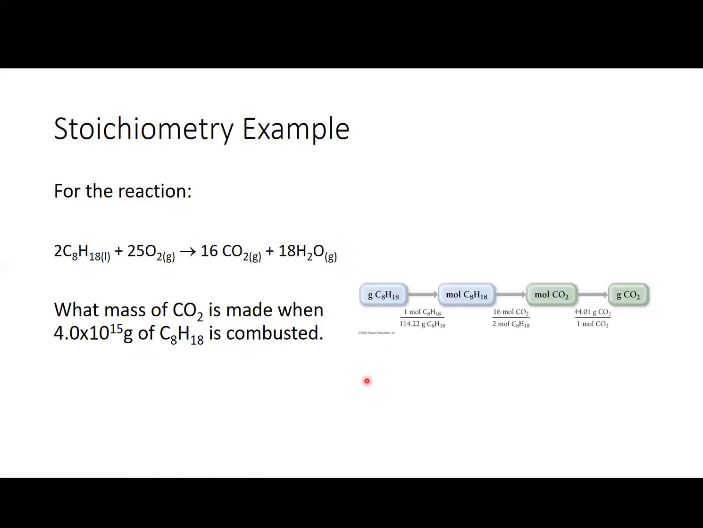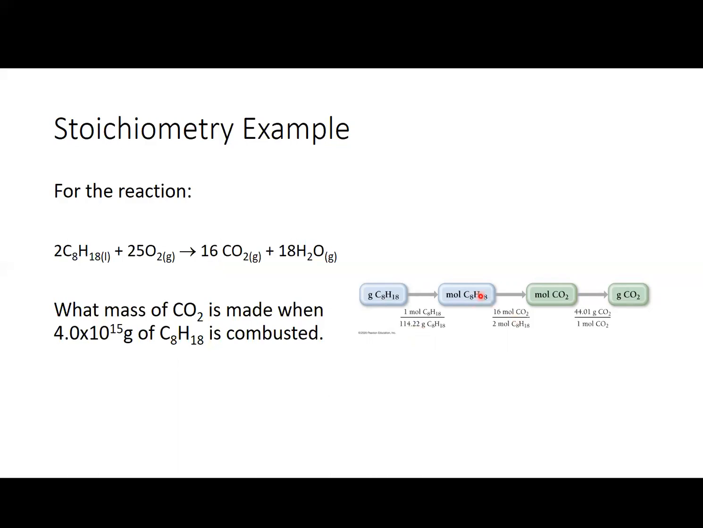Well, we can figure it out. Here's our general plan. I start with grams of this. I'm going to convert it to moles. And the way we do that is through a formula mass. We get that off the periodic table. I know the mass of 8 carbons and 18 hydrogens. I can get the periodic table, add them up, and we're good. And that comes out to 114.22.